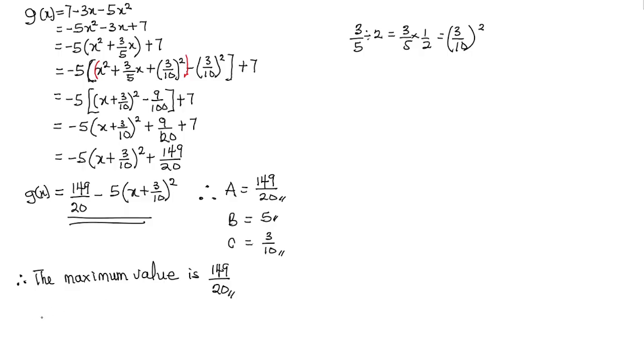And where it occurs is at what I have in the brackets, okay? Now I have x plus 3 out of 10, all right? So I can state this equals 0, or I can make x the subject, which is x equals negative 3 out of 10. This is where it occurs, all right?